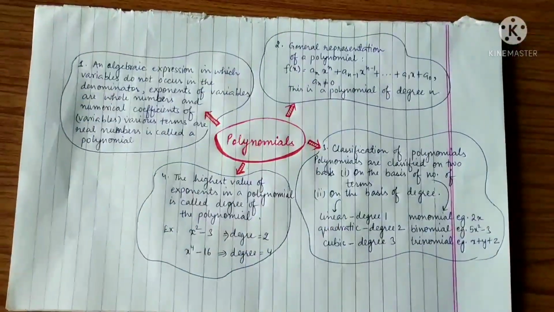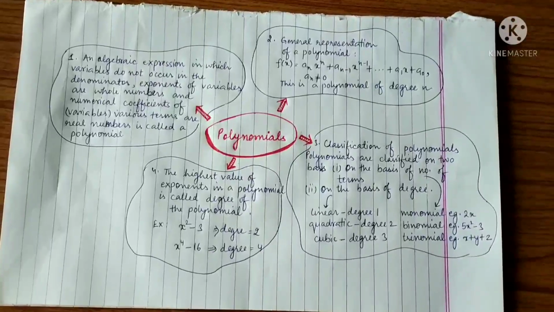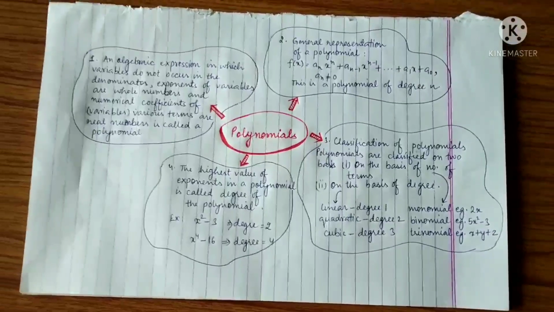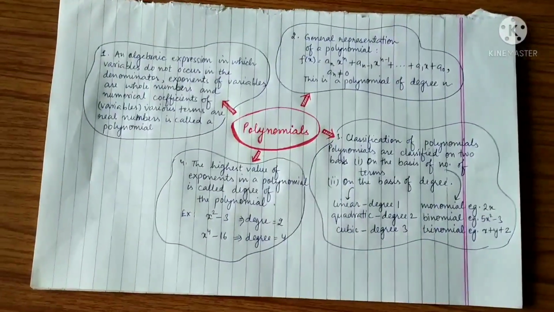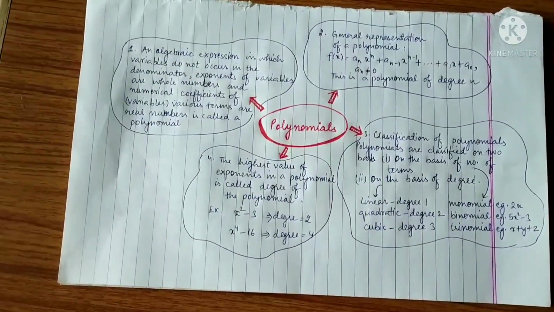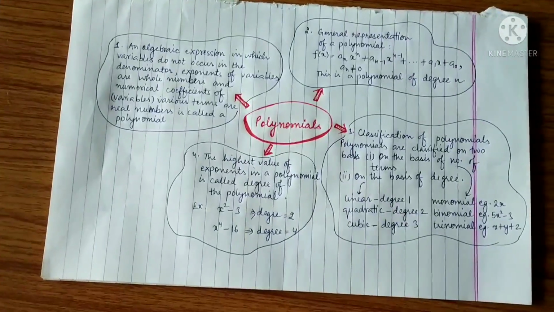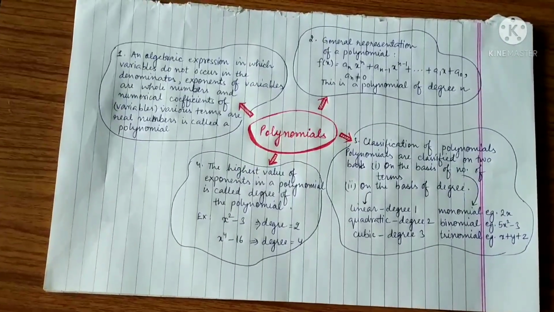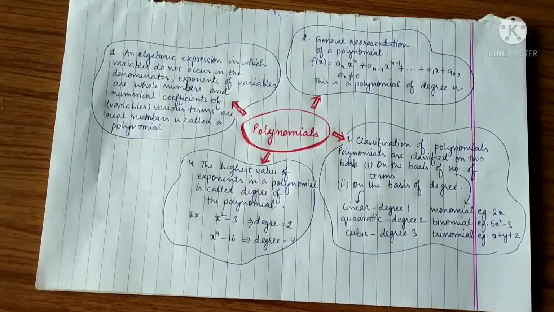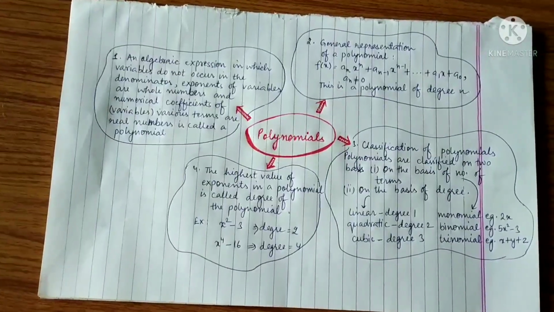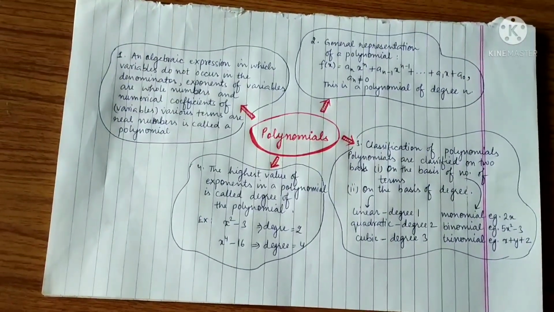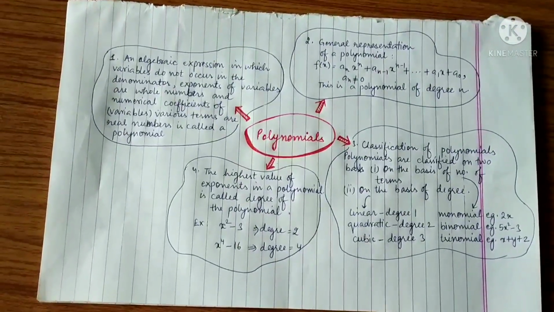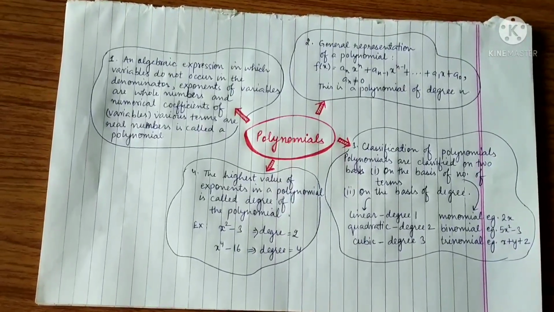Now you know that polynomials are classified on two bases. First, on the basis of number of terms, and secondly, on the basis of degree. If we talk about classification on the basis of number of terms, polynomials are classified as monomial, binomial and trinomial. What is a monomial? A polynomial having only one term, means there will be a single term in an algebraic expression, is known as a monomial. For example, 2x, there is only a single term.